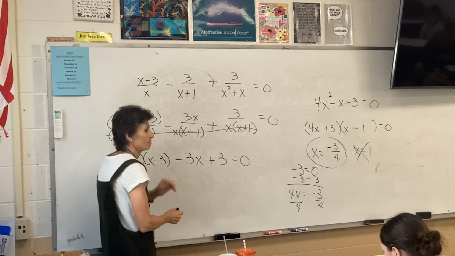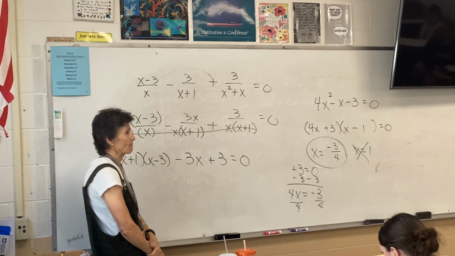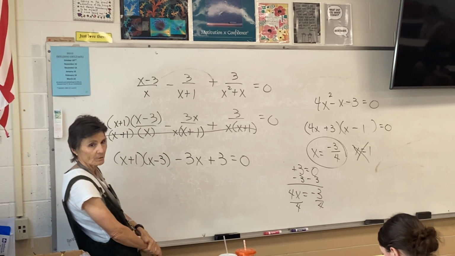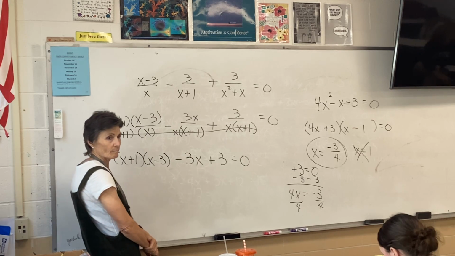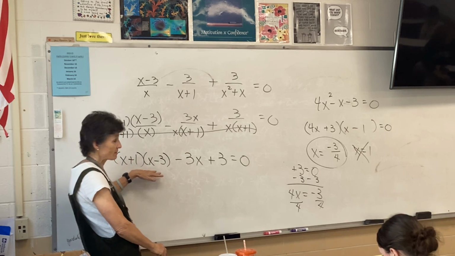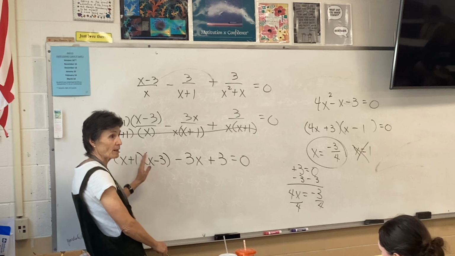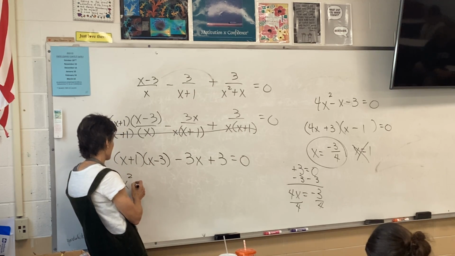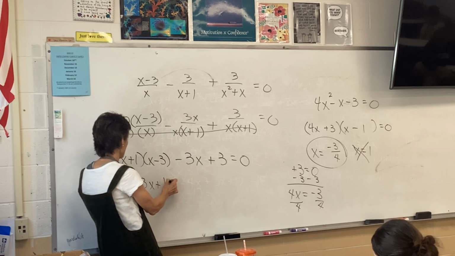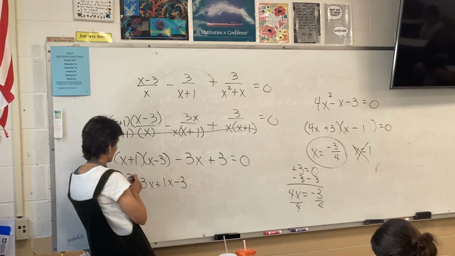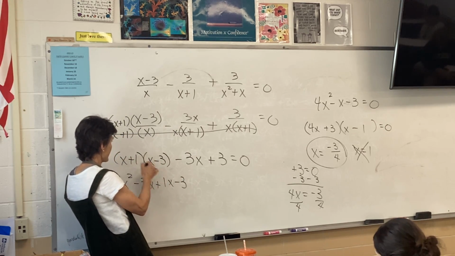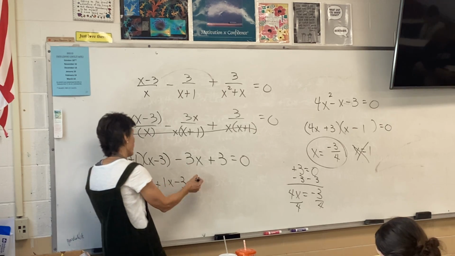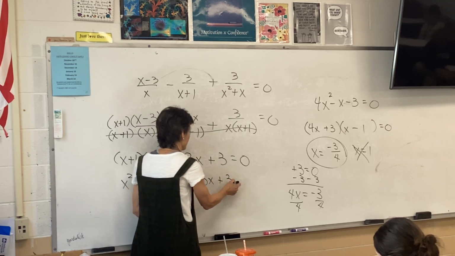Okay. What do we do? Or a foil, that's a foil, or distribute, however you wanna call it. So we're gonna do x times x minus 3x plus 1x minus 3. That's first, outside, inside, last. And now minus 3x and plus 3.